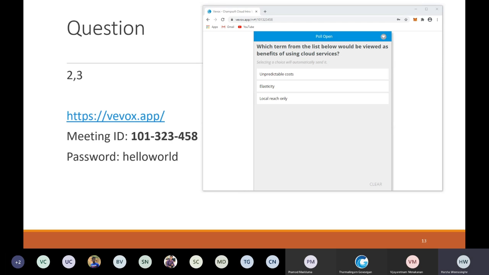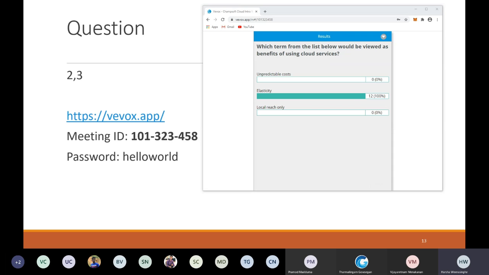We got 86% voted for this, so I'm going to close the poll. You can see the answer is elasticity, so the answer is correct. We don't have any unpredictable costs because they provide cost calculator applications, so you can predict your cost. It's not only for local reach. The benefit is elasticity. As we discussed, you can scale up and scale down your machine based on your desire.